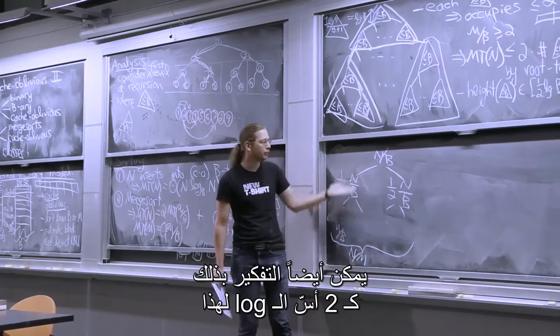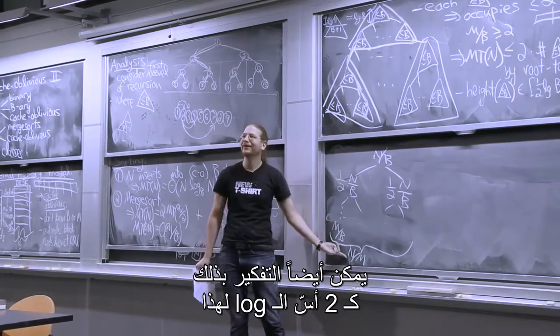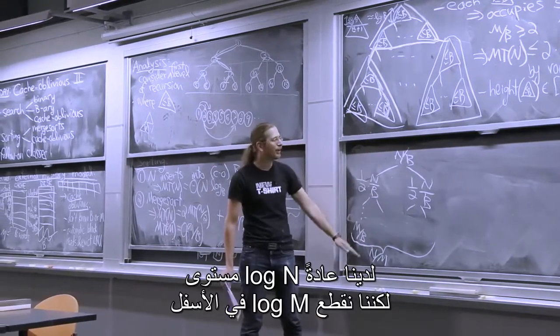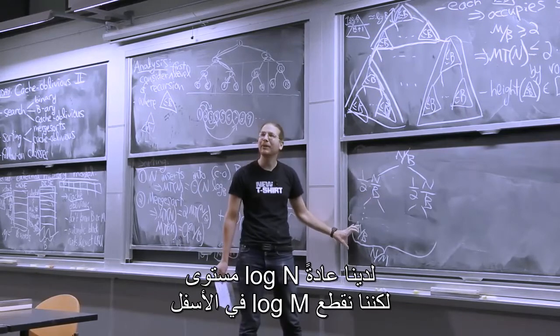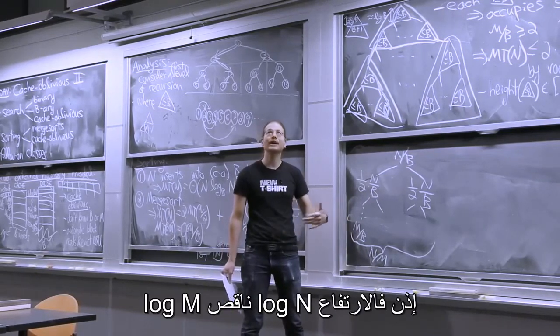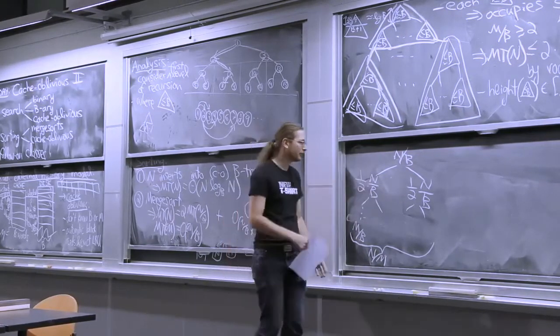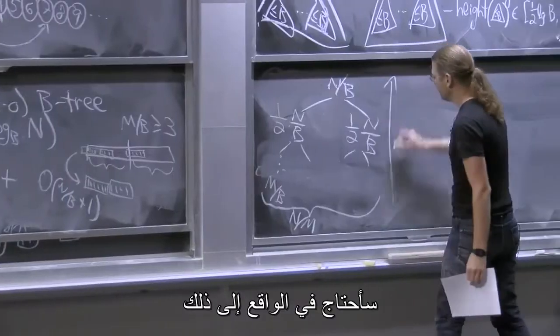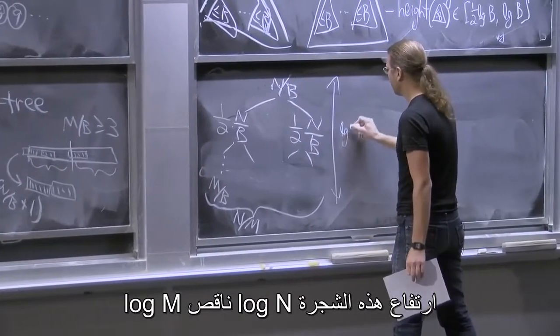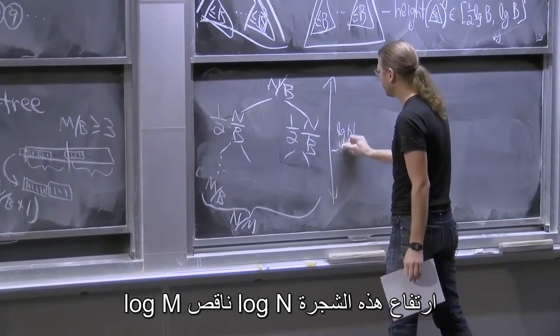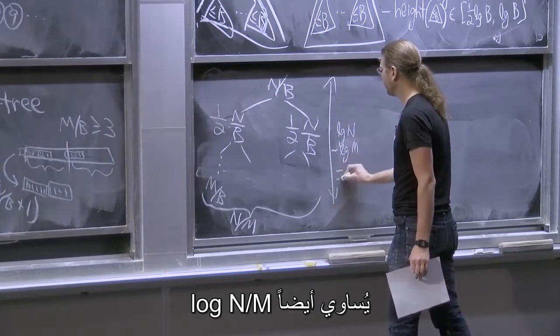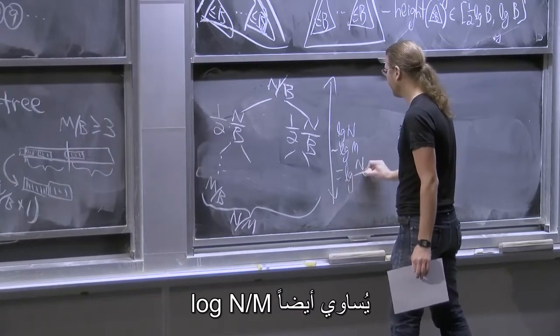You can also think of it as 2 to the power log of that. We usually have log n levels, but we're cutting off a log m at the bottom, so log n minus log m is the height. I'll actually need that. The height of this tree is log n minus log m, also known as log of n over m.